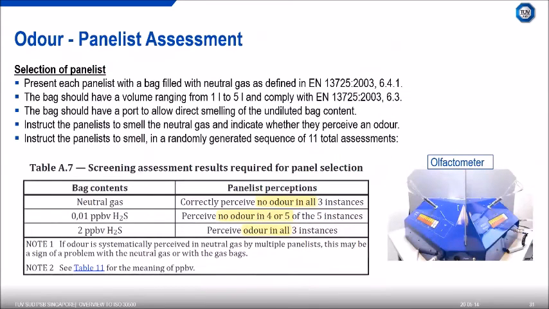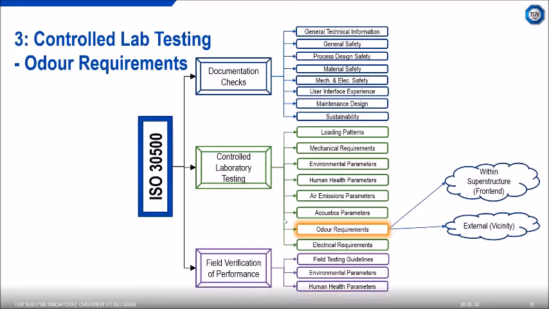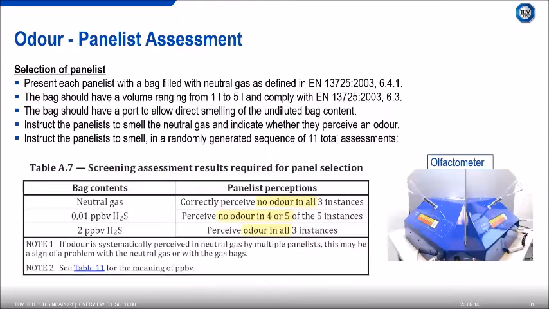So moving on to odor requirements, this is similar to the previous two parameters. This is also separated into within the superstructure, which is the front end again, and then external, or the vicinity of the system. So before even going into the test, there's a requirement from ISO 3500. The details, the step-by-step method, are all inside the standard.